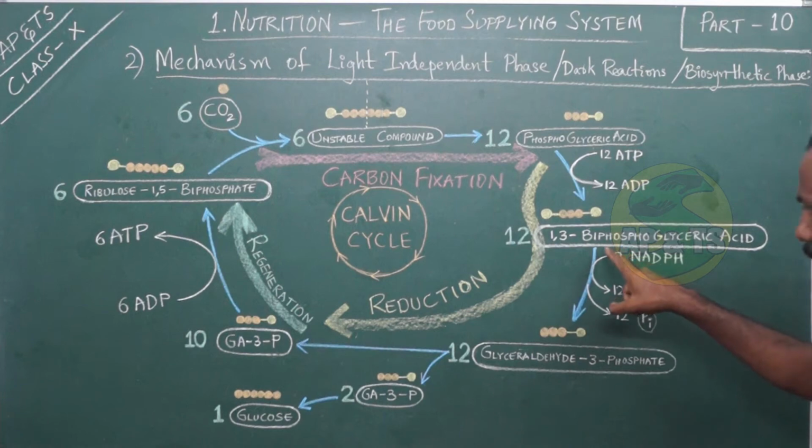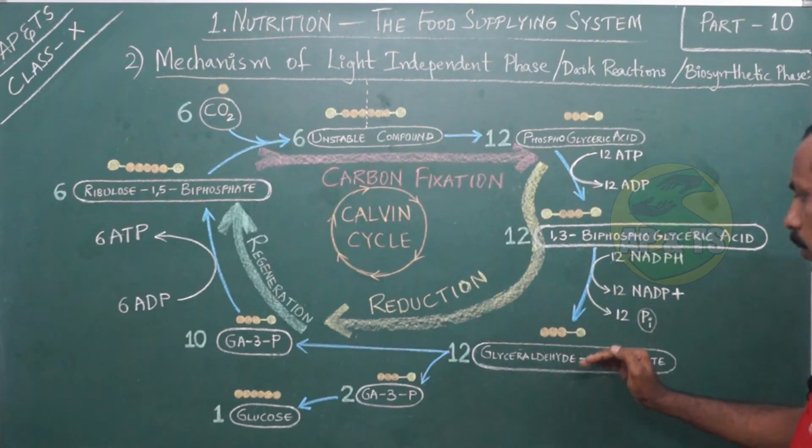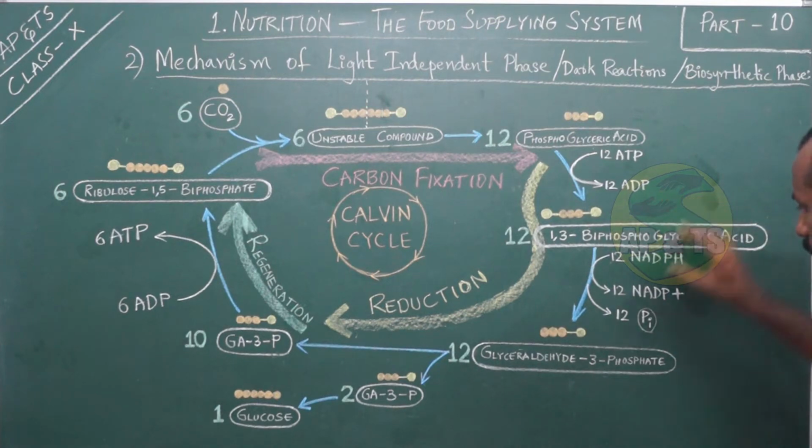Now this 1,3 biphosphoglyceric acid again changes into glyceraldehyde 3-phosphate. This is an acid, this is an aldehyde.